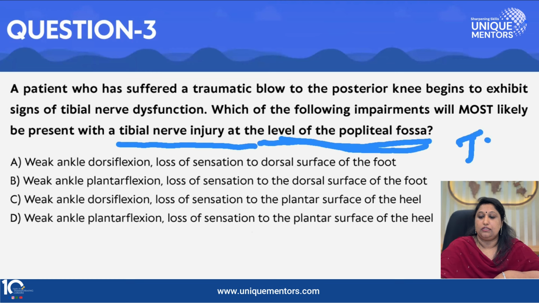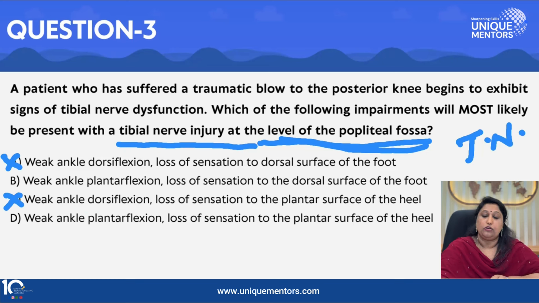Now, as you know, the tibial nerve supplies the plantar flexors. So definitely the options having weak plantar flexion can be included, and the options with weak dorsiflexion can be avoided. So let us avoid option A and option C here because they include weak ankle dorsiflexion. These two options can be avoided. Now we have two possible answers, option B and D, where weak ankle plantar flexion is there.